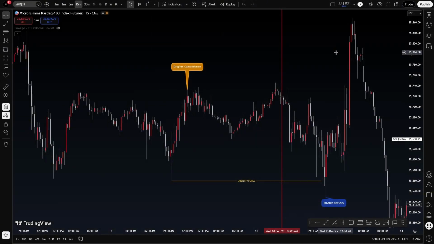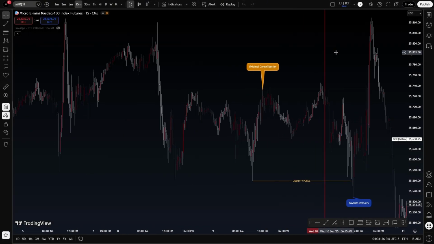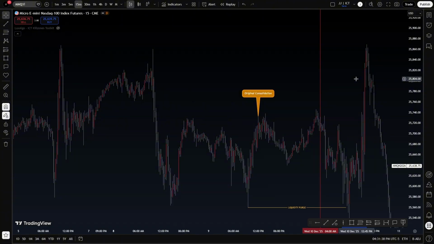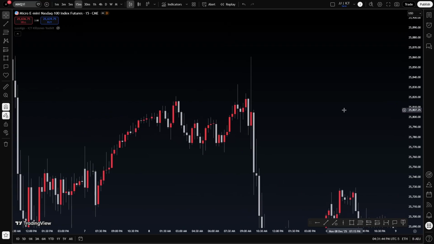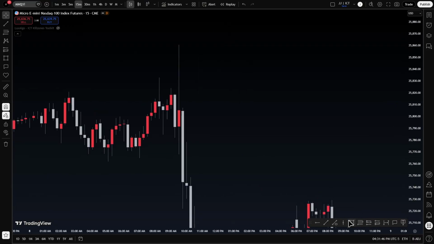Okay. Did we refer to something? Maybe. We got to see. Maybe we did. Maybe we didn't. Let's see if we did. Yeah, we did. This entire candle actually is the order block.